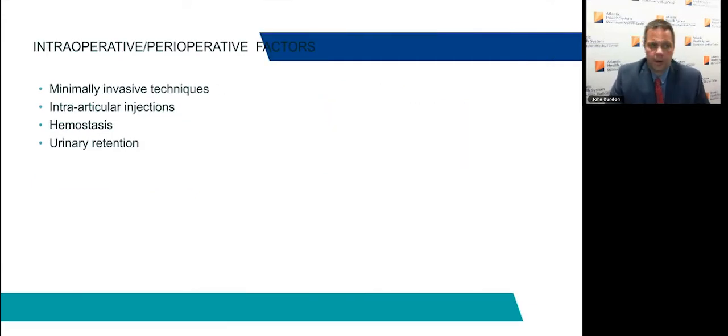So what are some of the intraoperative and perioperative factors that we can work on? So obviously minimally invasive techniques. We've gotten significantly better at those. There are intraarticular injections, hemostasis, and then postoperatively worrying about urinary retention. That's one of the big things we've run into with gentlemen in the post-op.